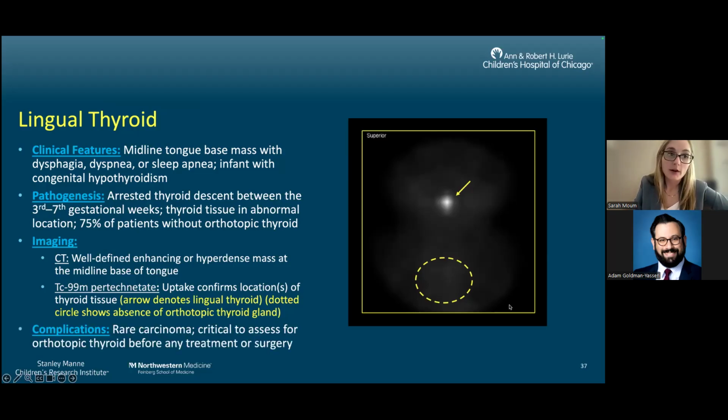Complications to be aware of: these patients can get rare associated carcinoma. And again, it's just important to keep in mind that you look for that orthotopic thyroid by imaging before the patient goes for surgery, so that they know if the patient will have residual thyroid tissue or not.